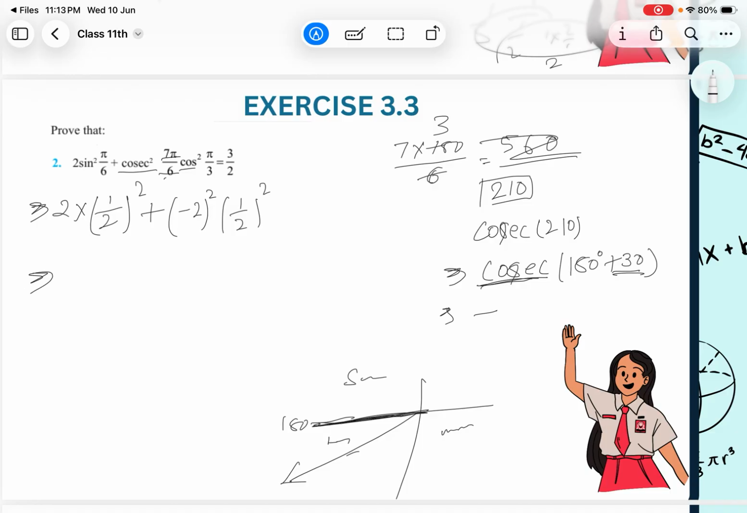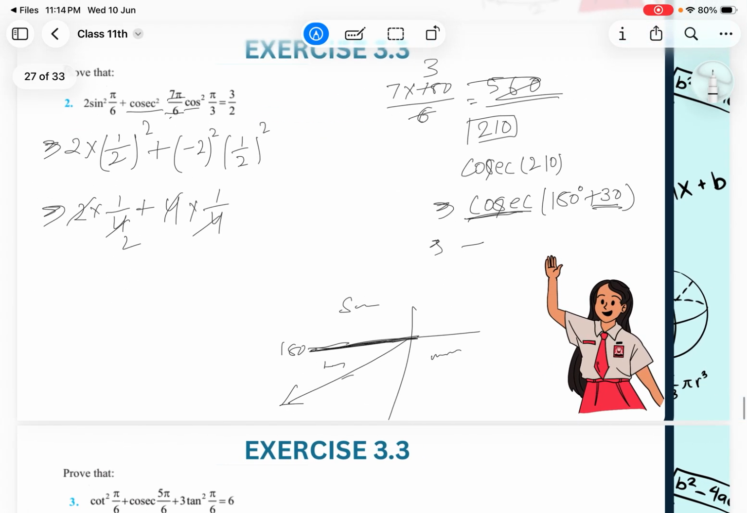So let's see, 2 into 1 by 4 plus, sorry, plus 2, 2 is 4, and then into 1 by 4, 4 4 cancel 2. So we have to prove it's 3 by 2. Let's see, now we have 1 by 2 plus 1. So this is 2, 1 plus 2 equal to 3 by 2, right? So this is also proved.